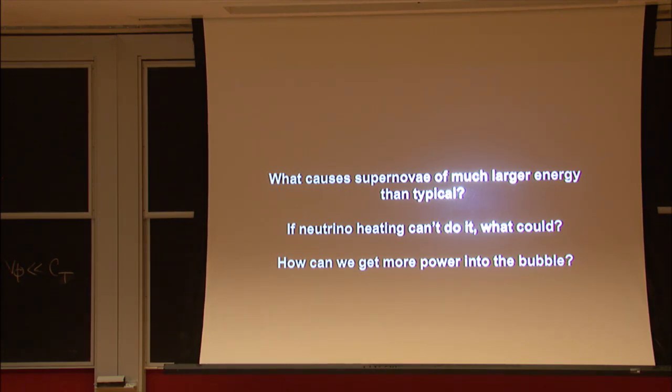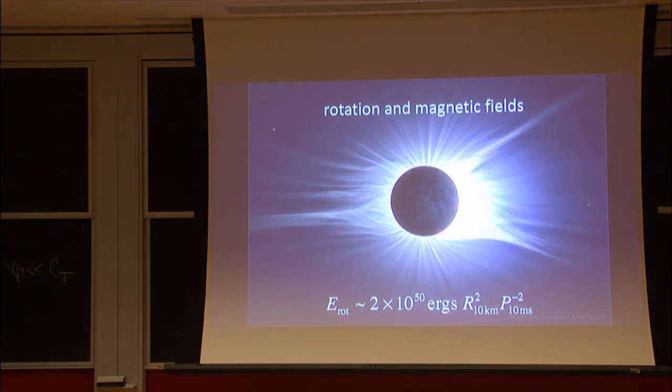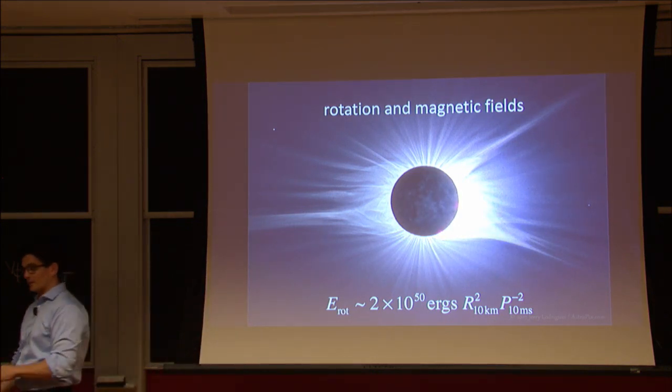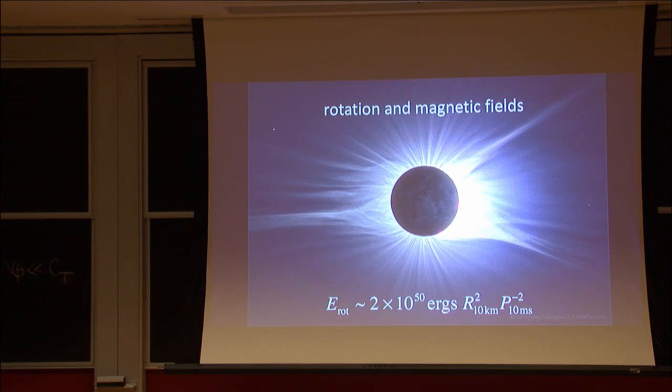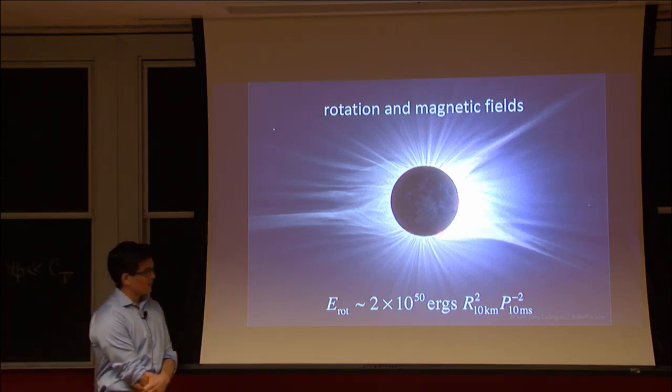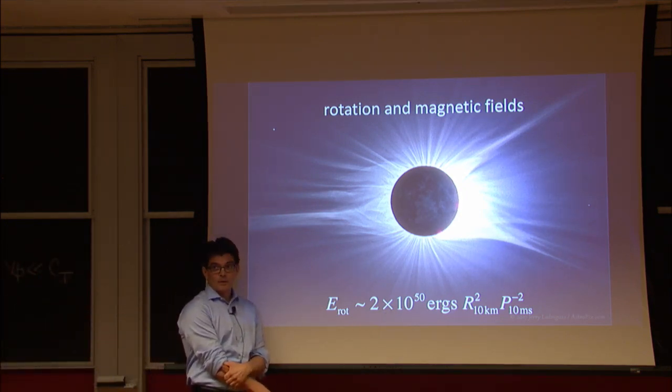Enter rotation and magnetic fields. I love these pictures of the sun because they're beautiful, but also this is an example of a magnetically dominated thermal wind, and that's what I want to talk about. It would also imagine that the thing is rotating very rapidly. So where can our energy come from? Our energy could come from rotation, okay?